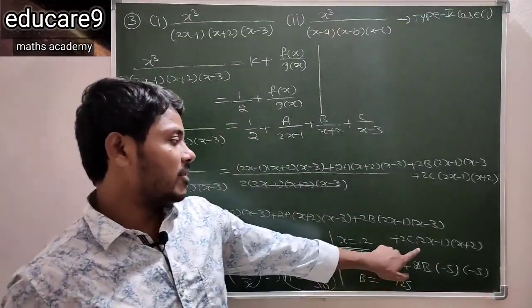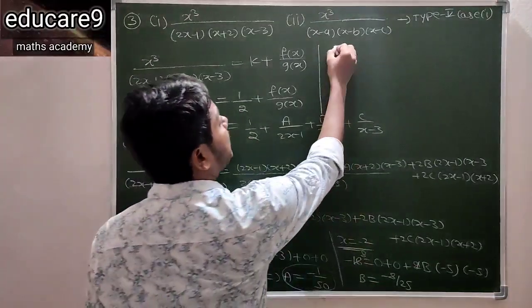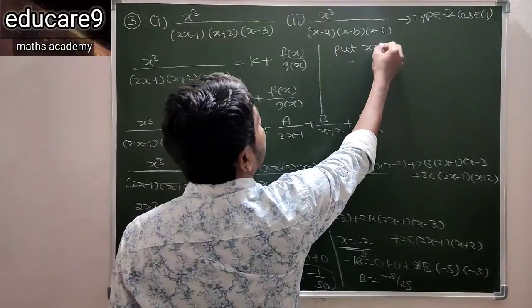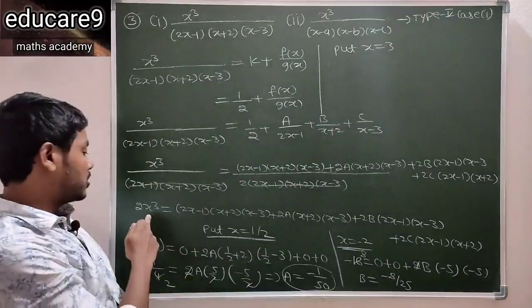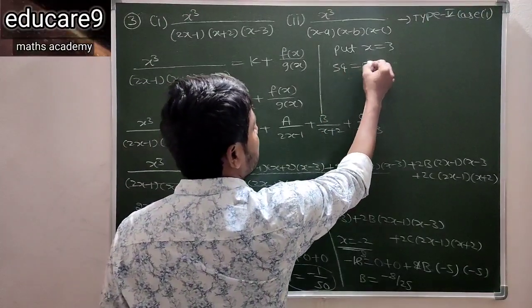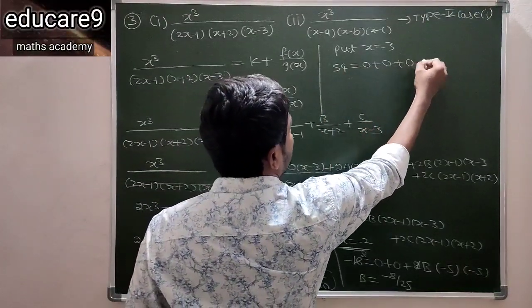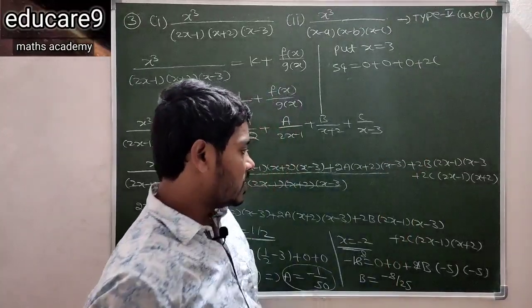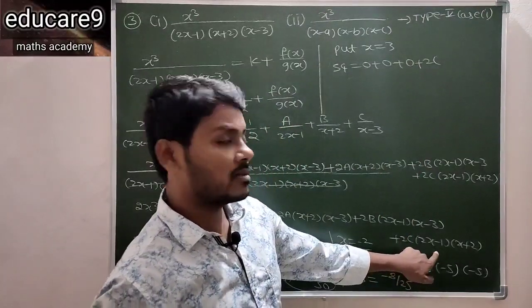So you need to find the value of c. So for finding the value of c, put x is equal to 3. So what you get? 27 into 2, 54 is equal to 0 plus 0 plus 0 plus 2c into, see here, 6 minus 1, 5.